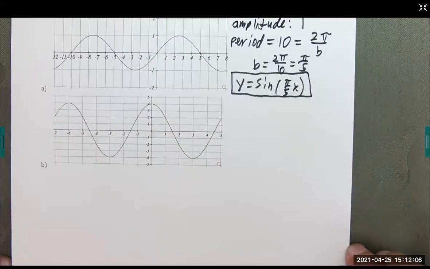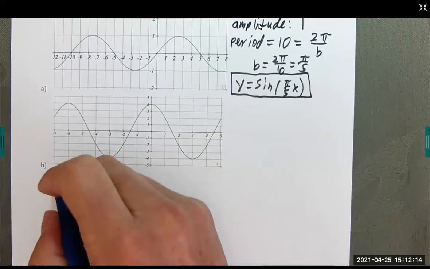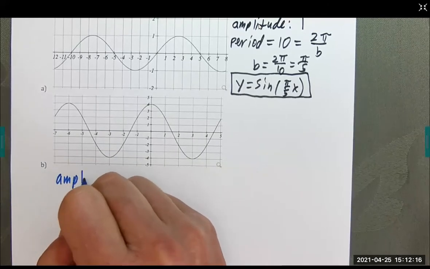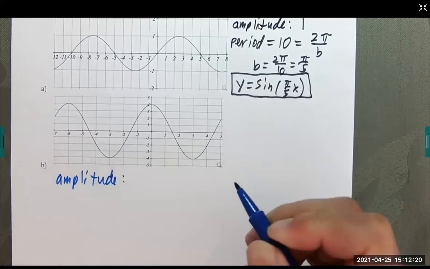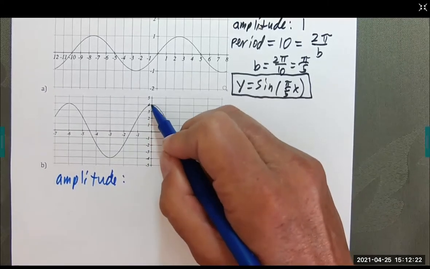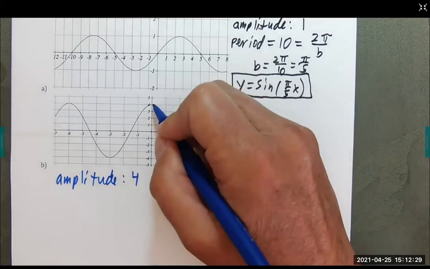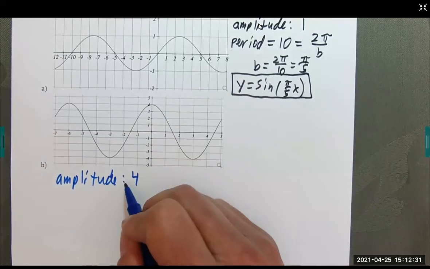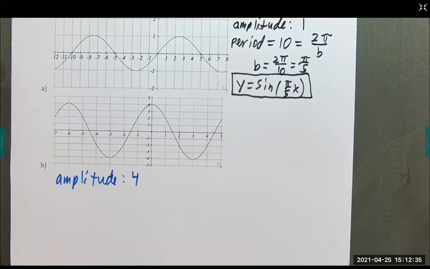Part B, it looks like the amplitude, let's change colors here. Looks like the amplitude goes up to 4. In fact, it starts at 4. So this is going to be a cosine curve, I can tell, because I'm not starting at 0. Amplitude is +4 because I'm starting up. If I started down at -4, then the amplitude would still be 4, but we would need to put the negative for the actual equation.